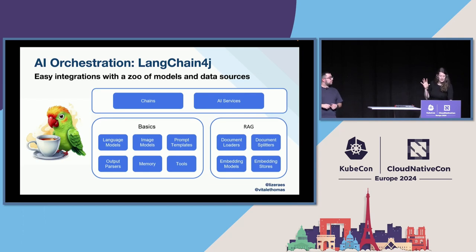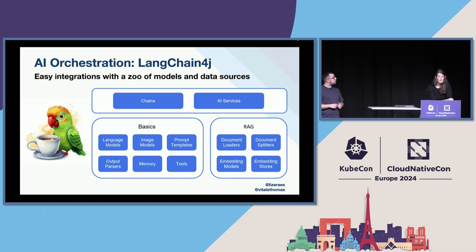You see here these language models, image models. More types of models will be supported in the future. The tools, which we just saw, they're there too. There's the memory, because models are stateless. And if you add a memory, then they become stateful.